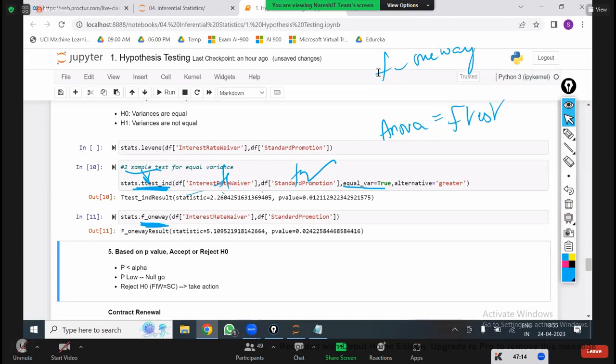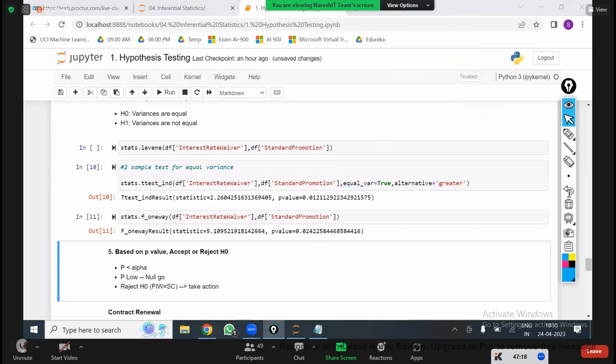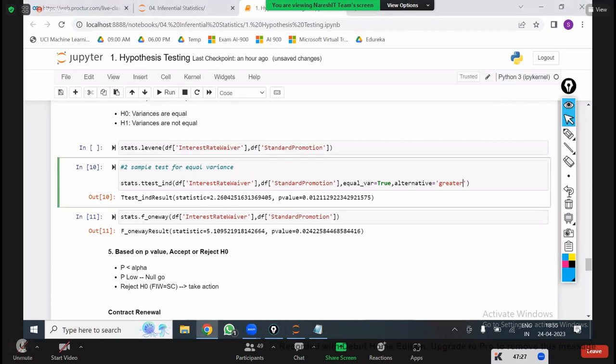Now I got a p-value less than 0.05. Assume I have applied the ANOVA test and got this. Okay. Now what is the meaning of this? P low, null go. Null go means reject. Automatically there is a difference. The answer is difference, which means they are not equal. Now the three of them are not equal.